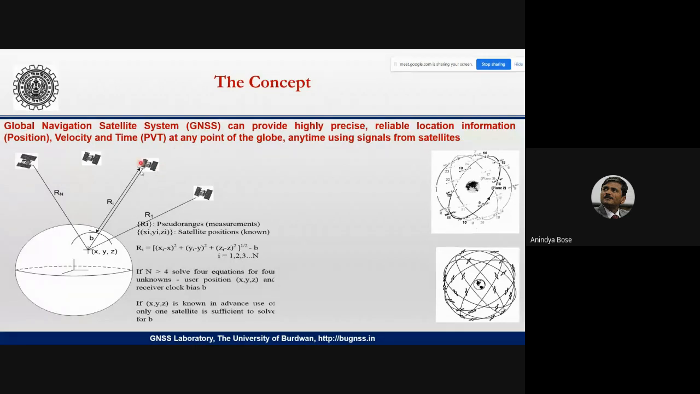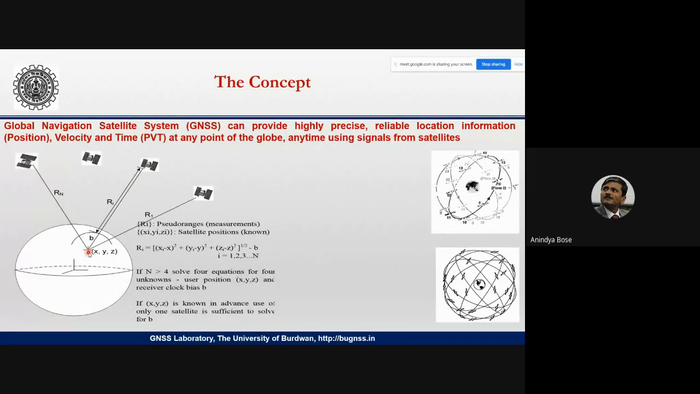So if I can measure the time of travel of the signal from the satellite to my antenna and multiply it with the velocity of the RF signal, which is the velocity of light, or c, 3 into 10 to the power 8 meter per second or 3 into 10 to the power 10 centimeter per second, obviously I can measure the distance. So measurement of distance needs measurement of time.